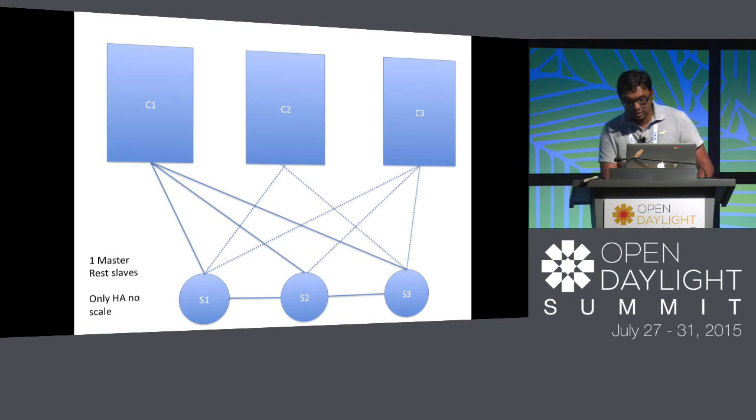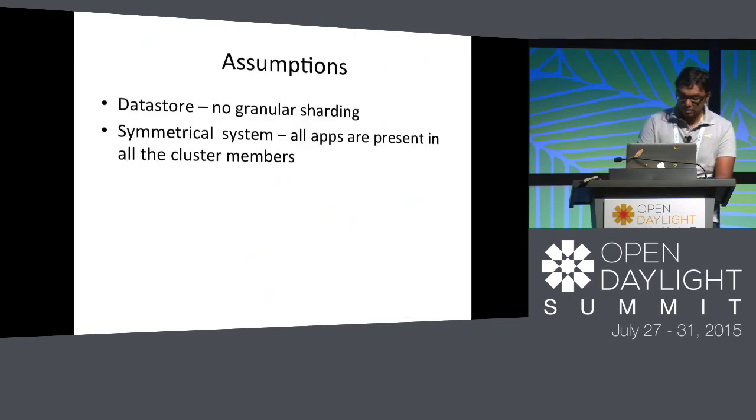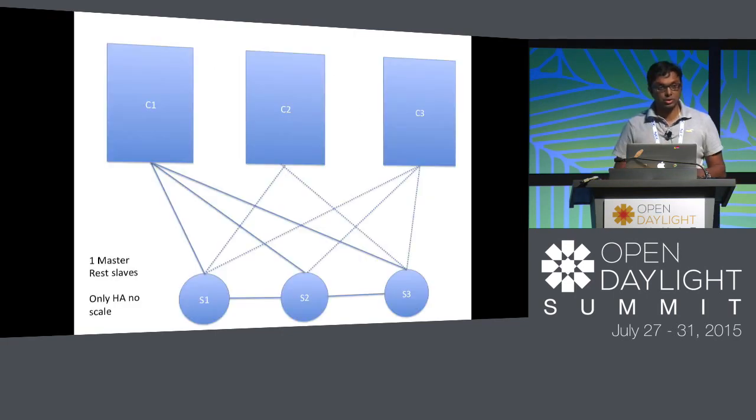So what we are trying to achieve here is that we need to have a scale and HA solution. And the way we can achieve it is by distributing the ownership of these switches across these controllers.